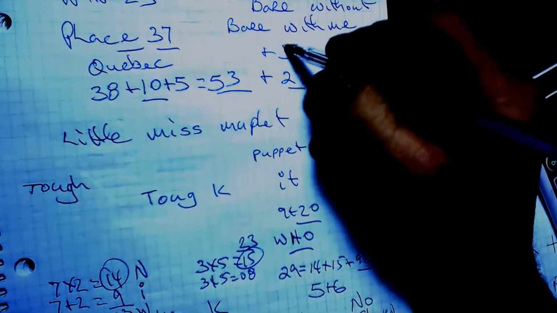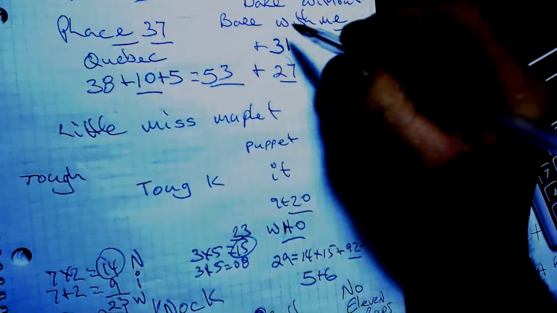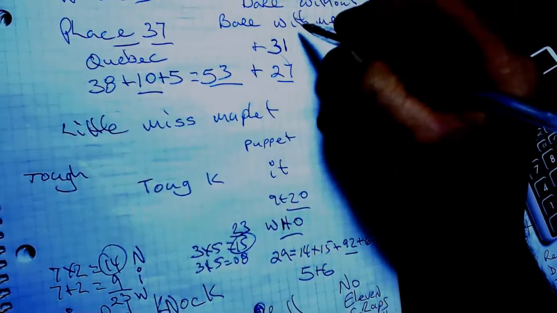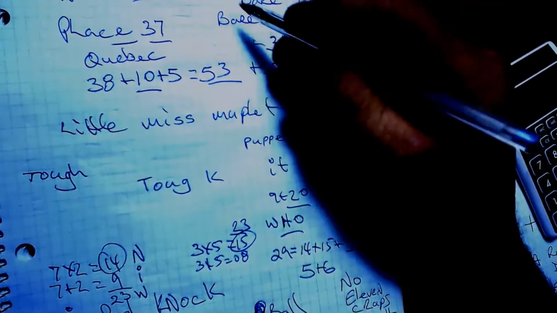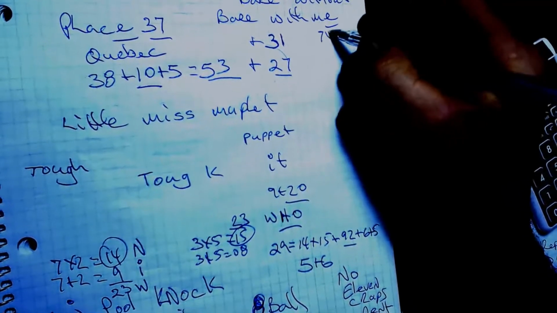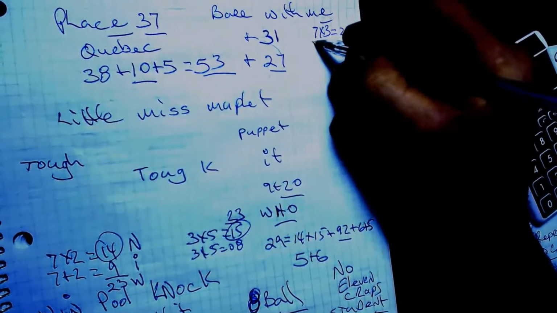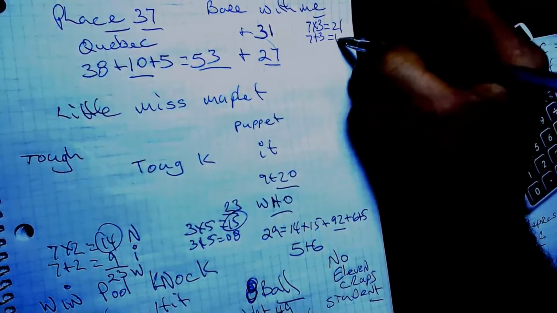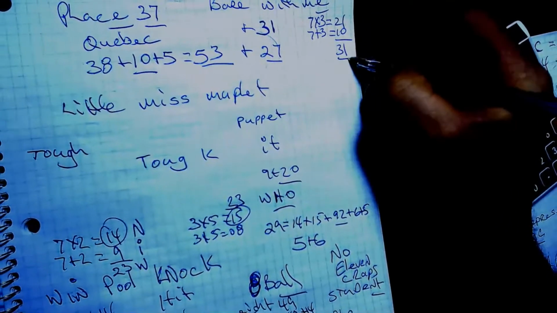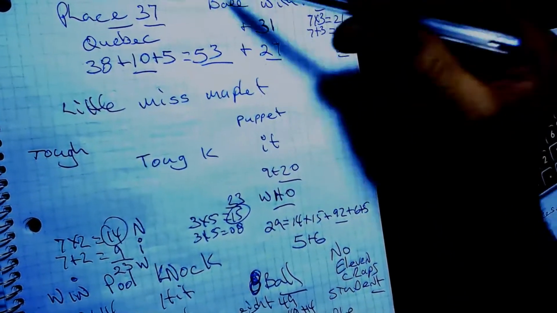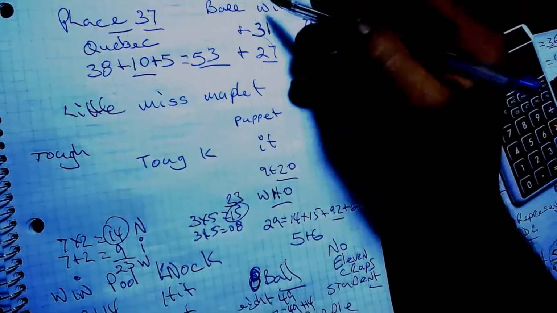There's two ways to create that. I do not know the official way. I don't remember. But this is 7 times 3 equals 21. 7 plus 3 equals 10. So it becomes 31. So what was 37 now becomes 31.